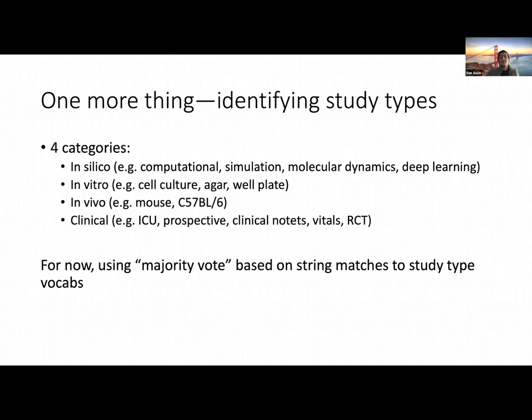For this first round, just as a first pass, we created vocabularies for each of these 4 study types. And we classified a study based on which vocabulary was most present in the study. So this is just a heuristic first-pass approximation to identifying study type. But qualitatively, this was quite good for our purposes.